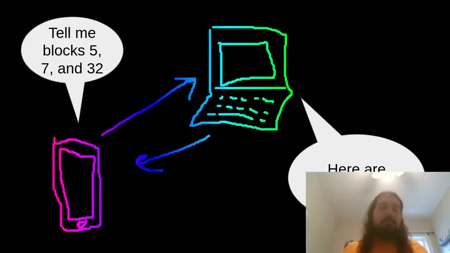So BIP157 was introduced to fix this in Bitcoin and make it so you can run a light client that doesn't send your Bitcoin addresses to a server. Instead, you ask a server for blocks. You say, for example, the phone would say, tell me blocks 5, 7, and 32. And the server would then reply with those blocks instead of with information about your specific address. Once the phone has the blocks, it can parse them, because there's a bunch of transactions in every block, and look for the ones that send money to one of its addresses. And that way it doesn't have to tell the server what addresses it's interested in, just the blocks.